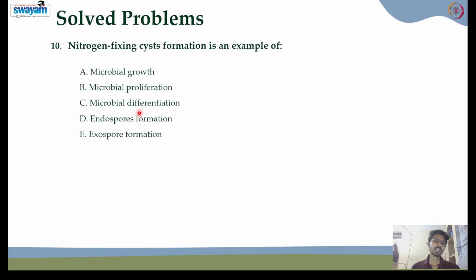Okay. Then the next question: nitrogen fixing cyst formation is an example of, option A, microbial growth; option B, microbial proliferation; option C, microbial differentiation; option D, endospore formation; option E, exospore formation. This was discussed in the earlier lecture of today as well. So try to remember which is the example for nitrogen fixing cyst formation.